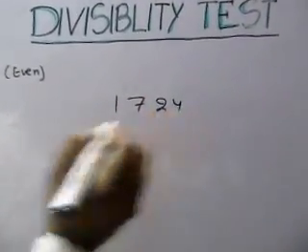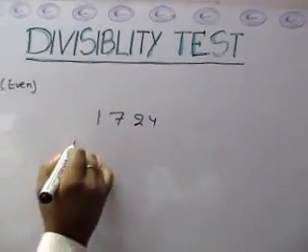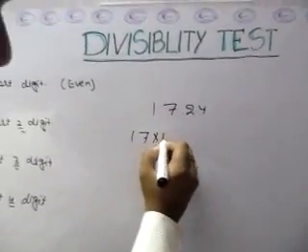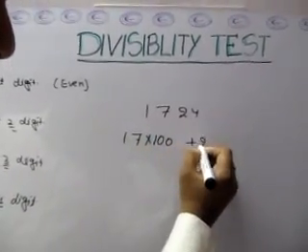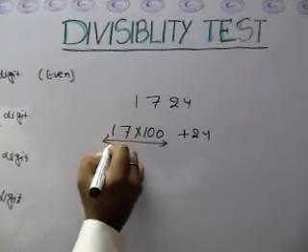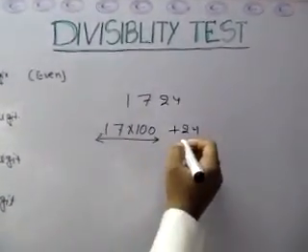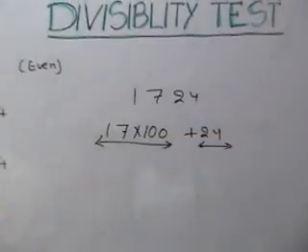1724. This number is divisible by 4 because last 2 digits is divisible by 4. But what is the reason behind this? This number we can also write down as 17 into 100 plus 24. Now whether you write down 17 or 27 doesn't matter. This portion is always divisible by 4 because 100 is divisible by 4. Hence remainder is governed by last two digits.